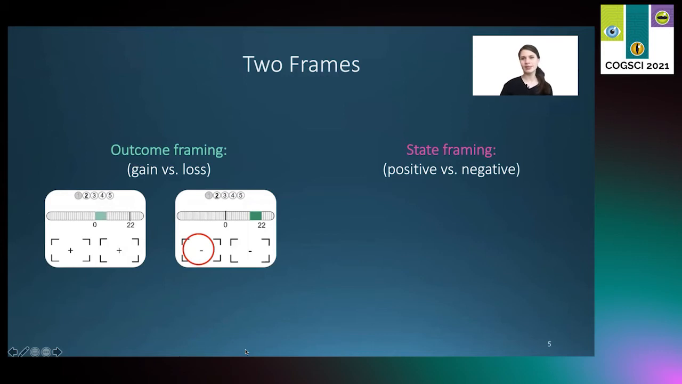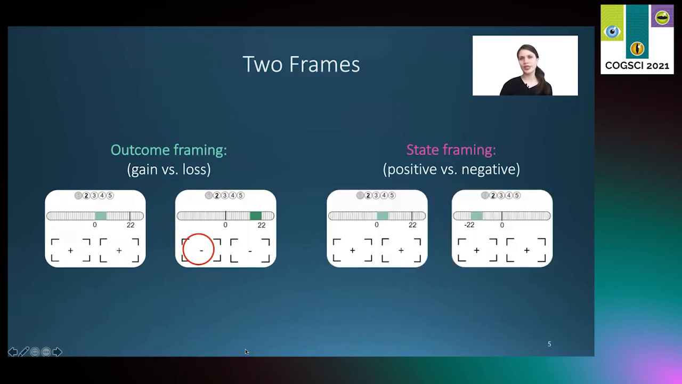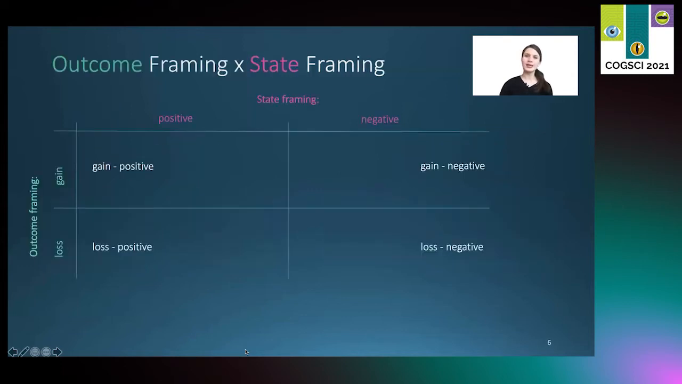And the second frame is the state framing. Here we change the resource state at the beginning of the task and the goal. We shifted the starting point to the negative and the goal to 0. Importantly, the distance between the starting point and the goal does not change between positive state domains and negative state domains. Here, for example, the distance is 22 in both tasks. And when we combine the outcome framing and the state framing, we get 4 differently framed choice problems.